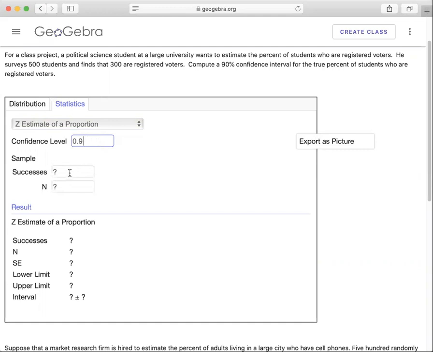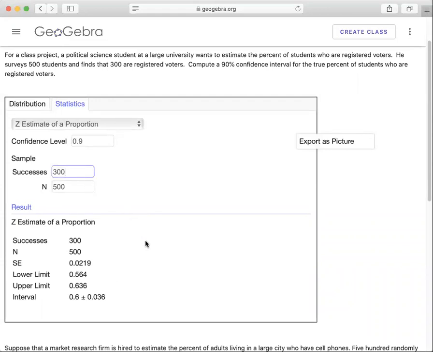Successes, that means whatever you want to count will be the successes. So over here, he surveyed 500 students, and here 300. Okay, and here you will see the answer right here.